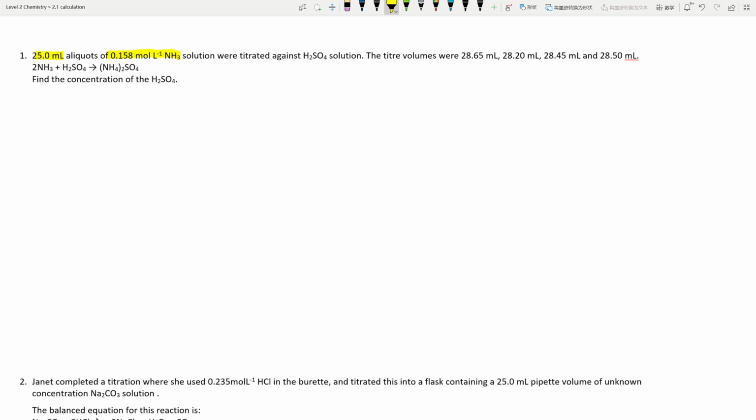Just ignore that. So titrated against H2SO4 solutions. The titre volume is thus, and you got the equation. We want the concentration of H2SO4.